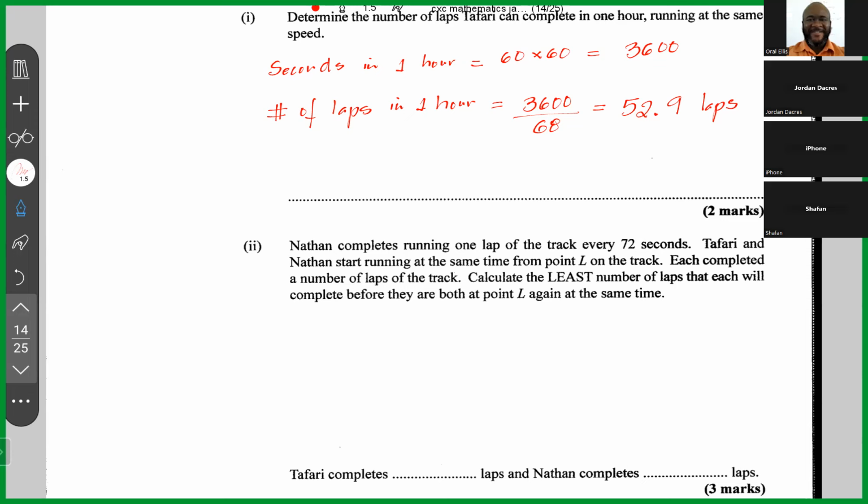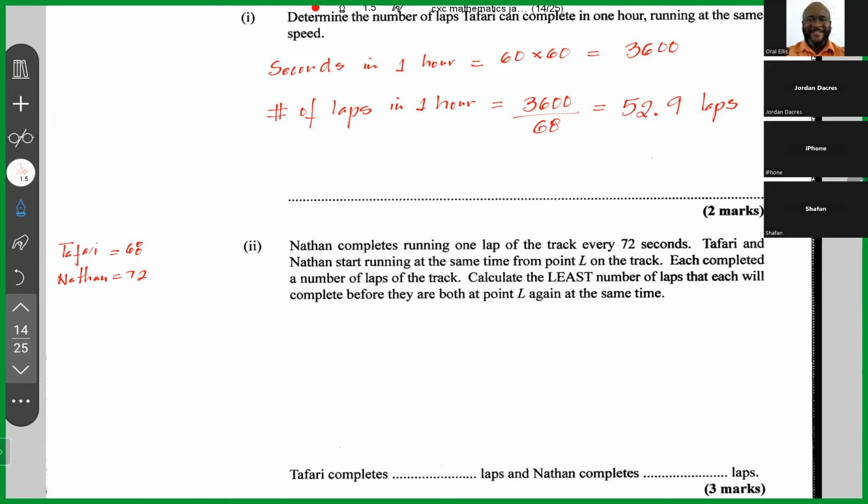All right, so this is a worded question on LCM. Now you have Nathan and Tafari. Tafari is completing a lap every 68 seconds, and Nathan is completing a lap every 72 seconds.